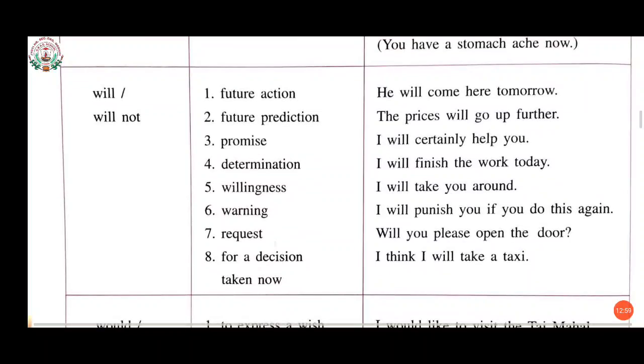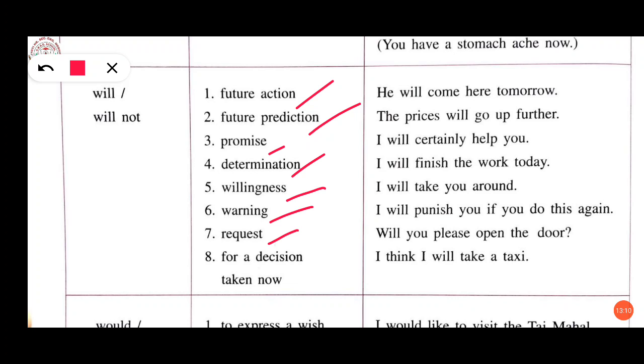Now the use of will and will not, you can see for future action, future prediction, promise, determination, willingness, warning, request, for a decision taken now. Now student, you can see one example is given in front of that. If uses future action, we have to use will and will not for future action. So like example is given, he will come here tomorrow.